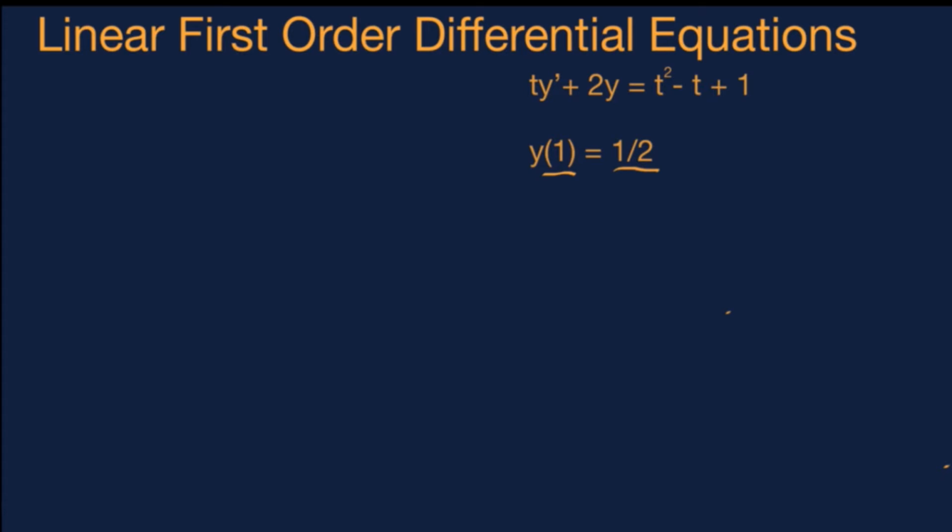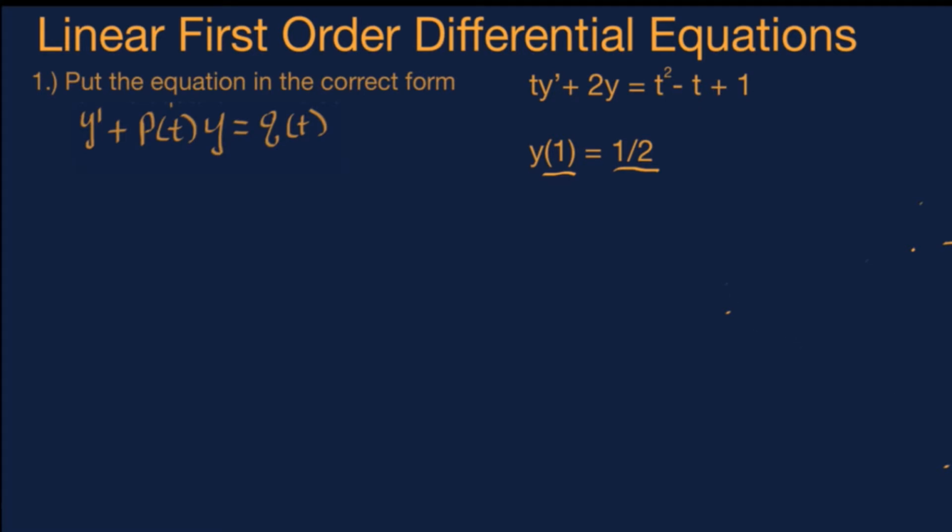After we have solved for the general solution, we will use this initial value to solve for the unknown constant of the particular solution. The first step of solving this equation for the general solution is to make sure that the equation is in the correct initial form. Now, if you look at our equation, the coefficient of the derivative of y is t, and we need it to be 1, so we have to divide the equation by t. When you do that, you get the derivative of y plus 2 over t times y is equal to t minus 1 plus 1 over t.